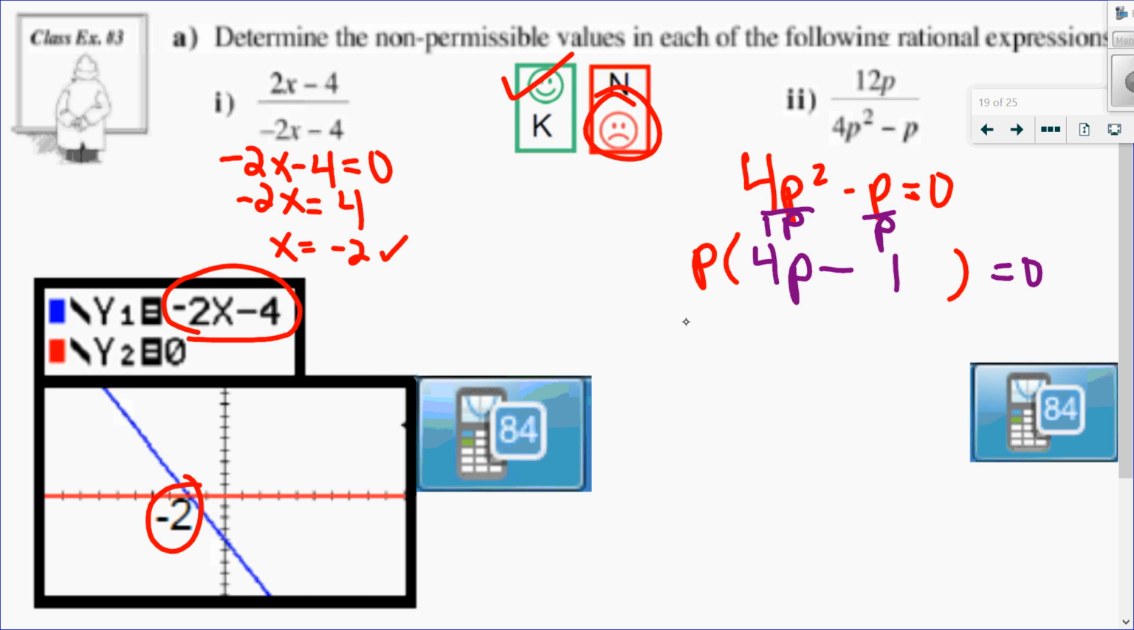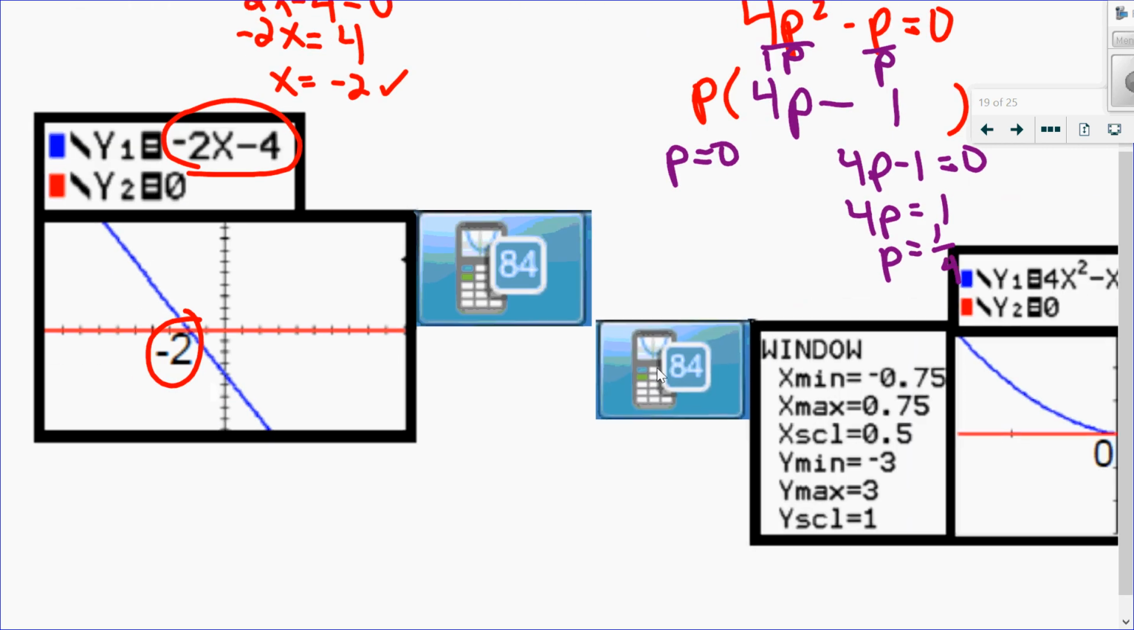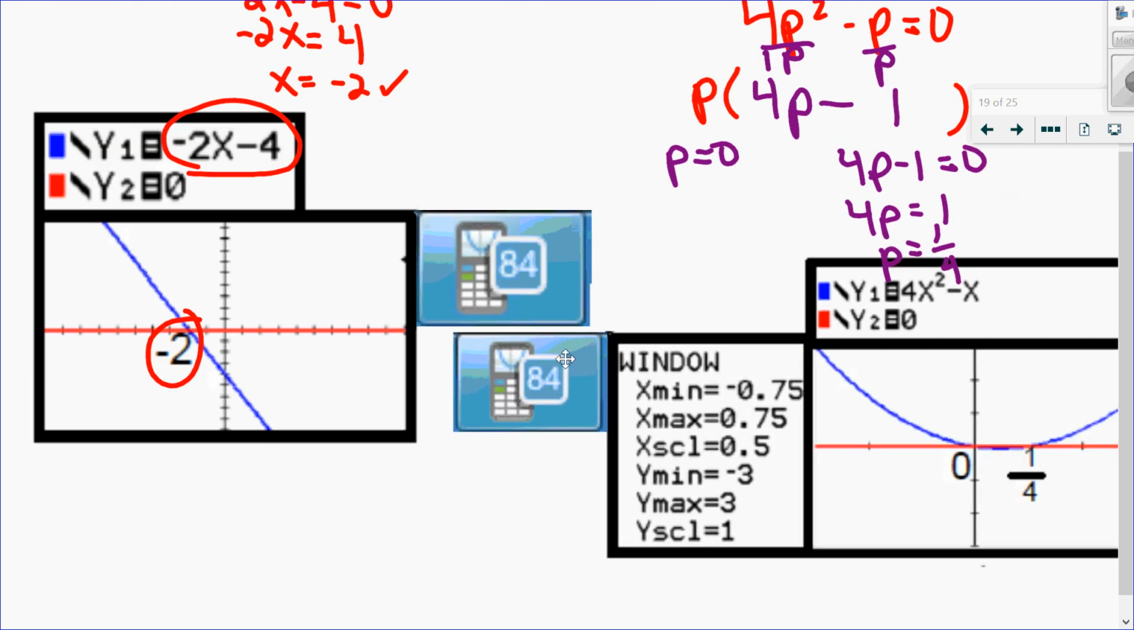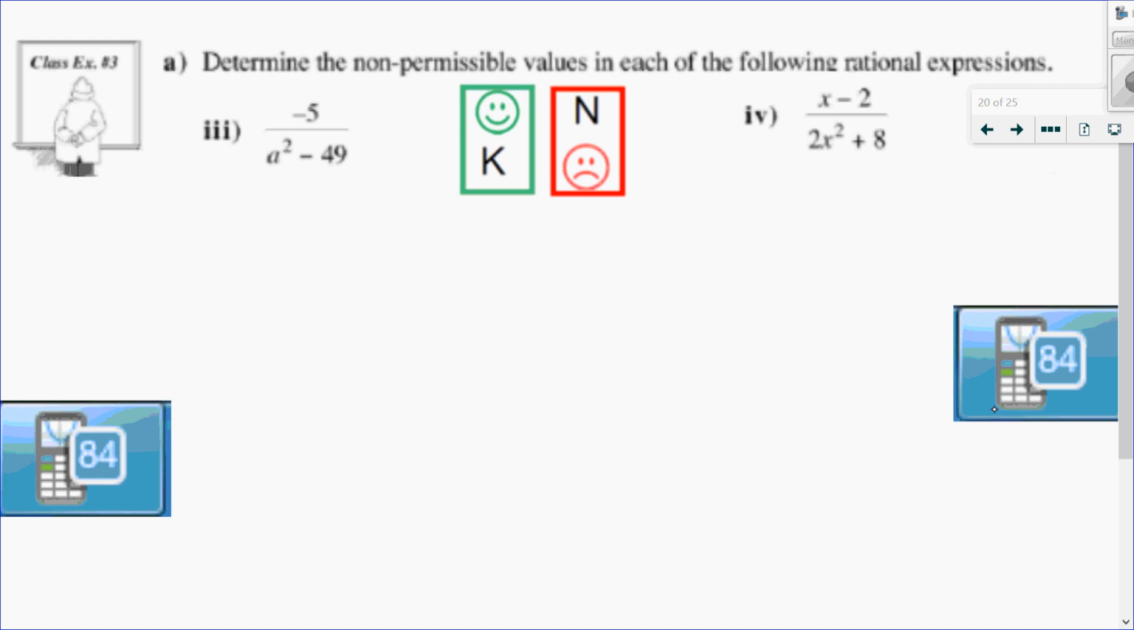So I set each factor to 0. So p can equal 0, or 4p minus 1 can equal 0. So here I would add 1 to both sides and divide both sides by 4. So my non-permissible values are 0 and 1/4. Or if you like, you can put that into your graphing calculator. So you can see I put my entire denominator into y1. I put 0 into y2, and you can see I found the x-intercepts at 0 and 1/4. So either way that you want to do it is fine by me. Let's try some other ones.